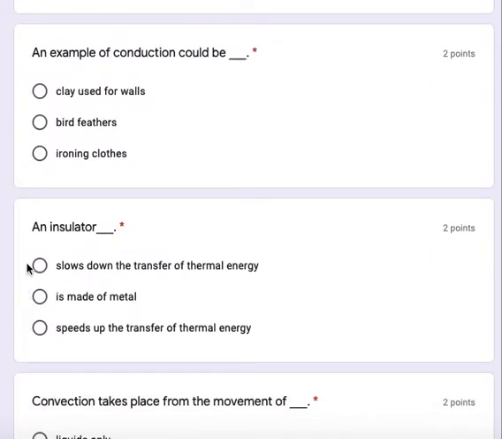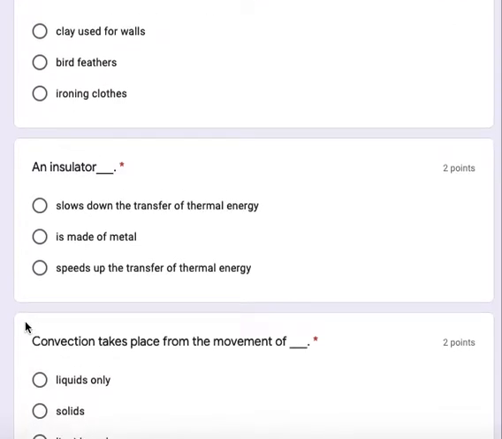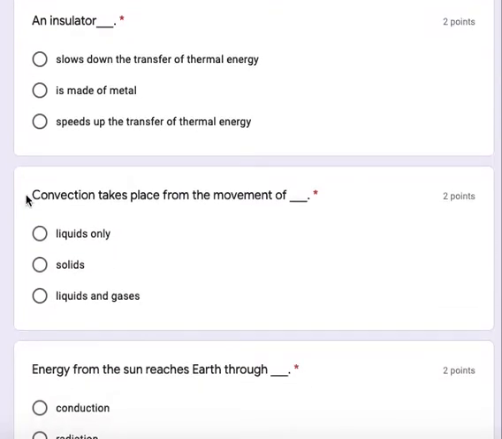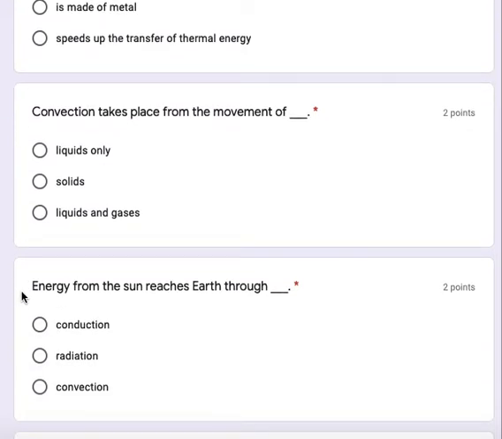An insulator slows down the transfer of thermal energy, is made of metal, or speeds up the transfer of thermal energy. Convection takes place from the movement of liquids only, solids, or liquids and gases. Energy from the sun reaches Earth through what? Conduction, radiation, convection.